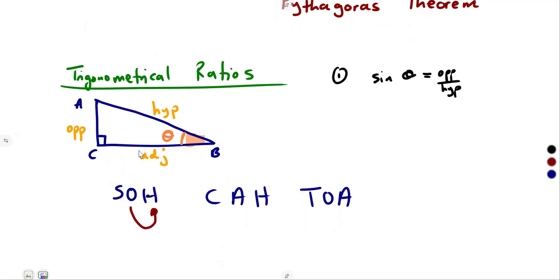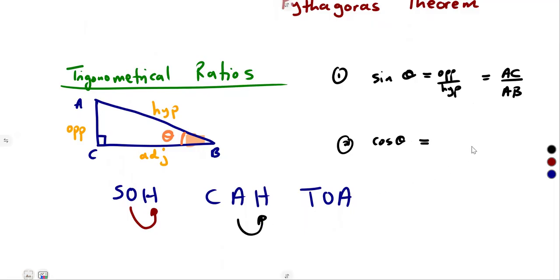So in our case, according to our diagram, our opposite is AC, and our hypotenuse is AB. Here we're just naming according to our diagram. So that's our opposite, AC, over our hypotenuse, which is AB. Just like that. Same thing, the cosine of theta is equal to what?